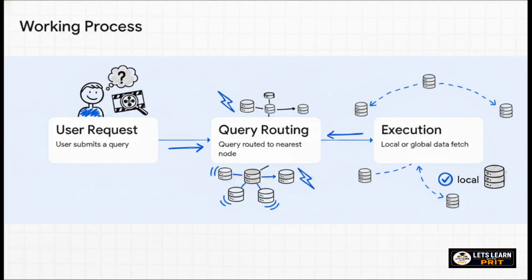Okay, let's quickly break down how it actually works. Step 1, the user submits a request. Step 2, the system is super smart, right? It routes your query to the nearest possible node to keep things lightning fast. And step 3 is execution. The system decides right then and there whether it can fetch the data locally or if it needs to pull it globally from other nodes. All this heavy lifting just happens magically behind the scenes.